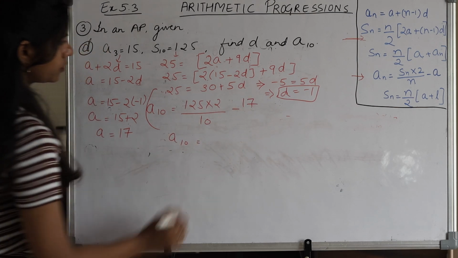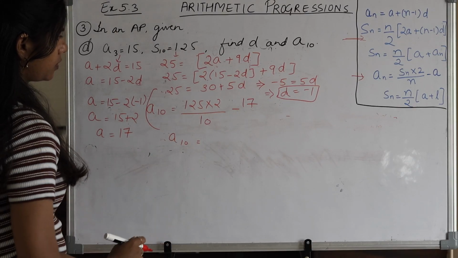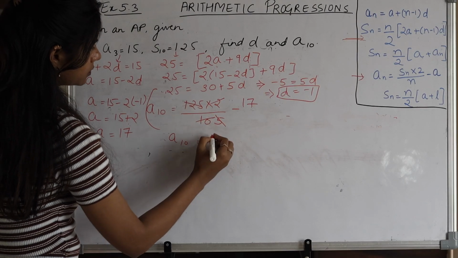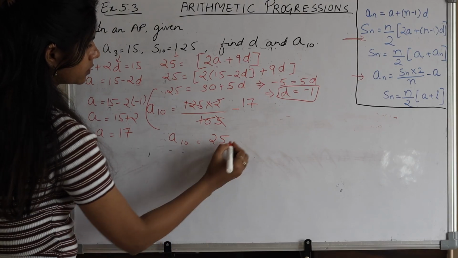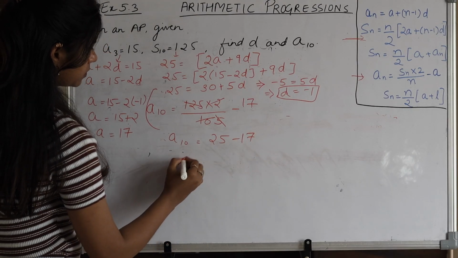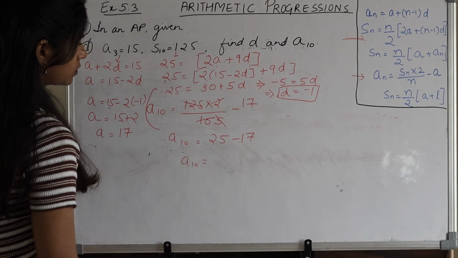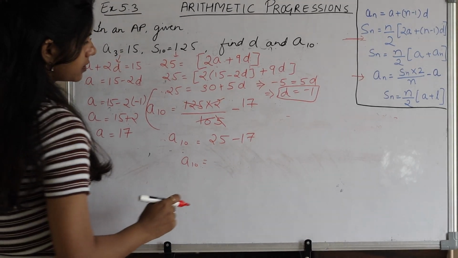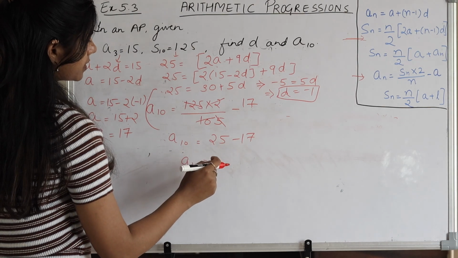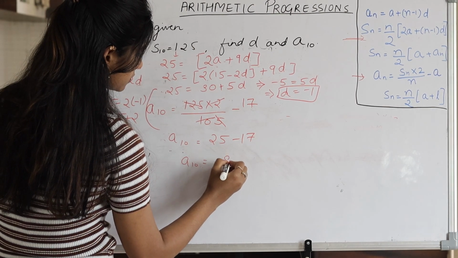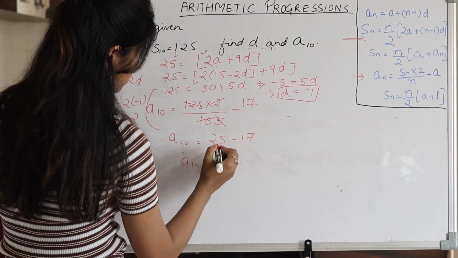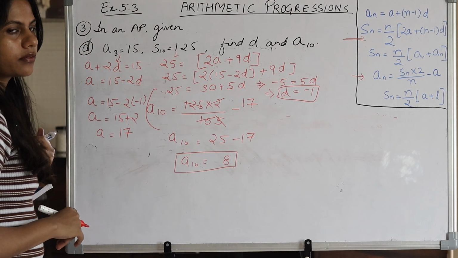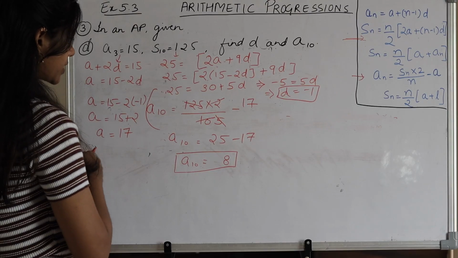Now a10 equal to, we are using this value here. Now 25 minus 17. We are left with this. A10 will be 8 now. Let's move on to the next question.